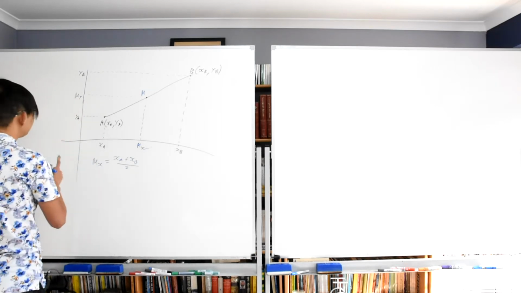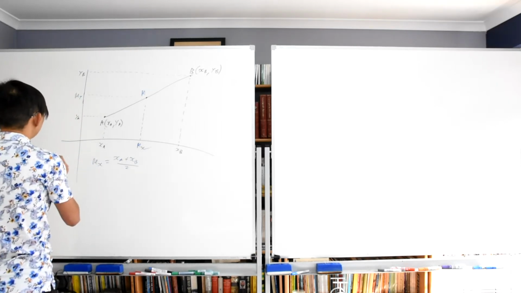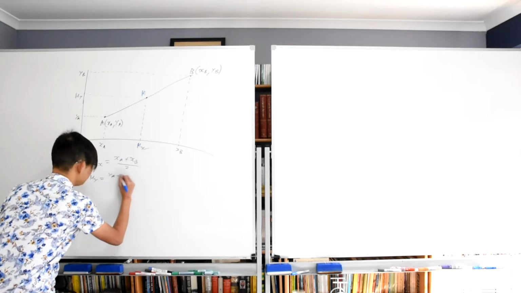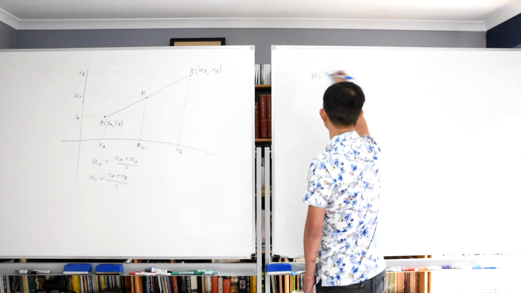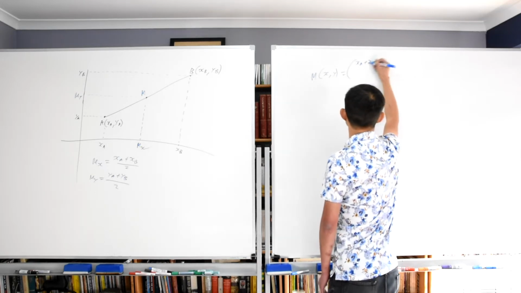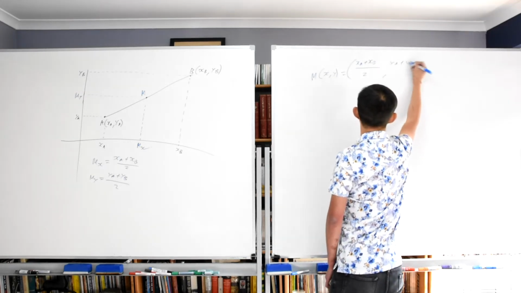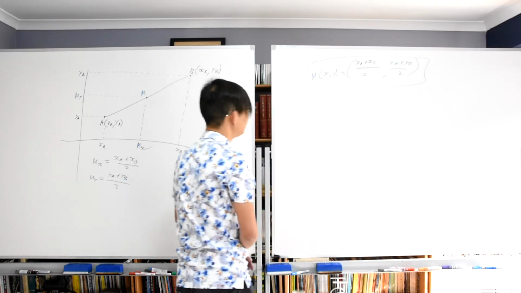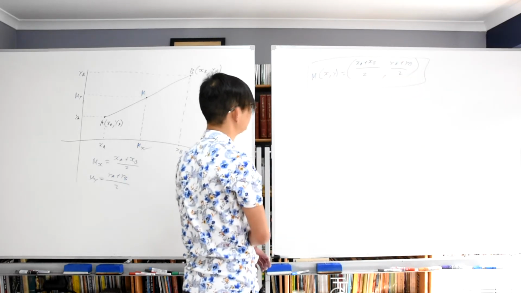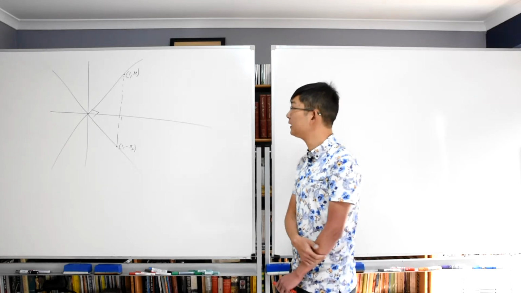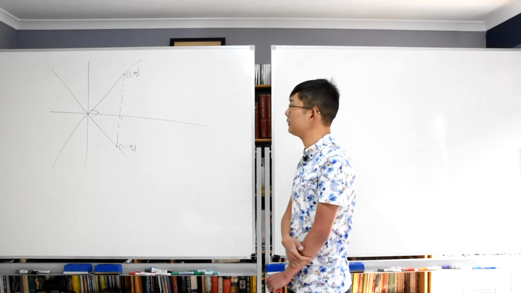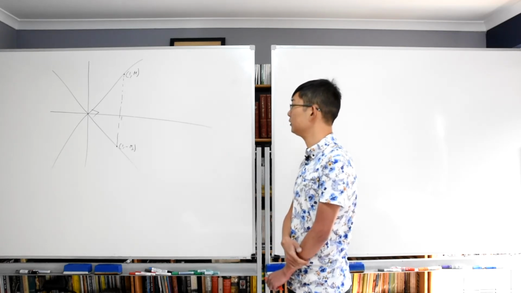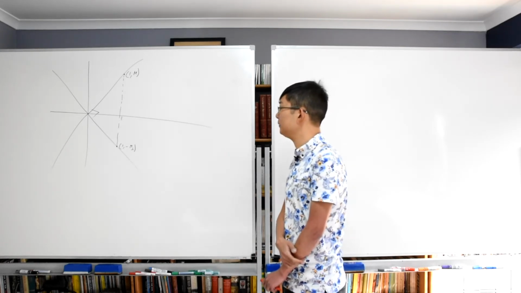Similarly, the y-coordinate of M is given by the arithmetic mean of both the y-coordinates of A and B. This is the midpoint of two given points. If two lines are perpendicular, then the product of their gradients must be -1. Let's use this triangle to prove that must happen.